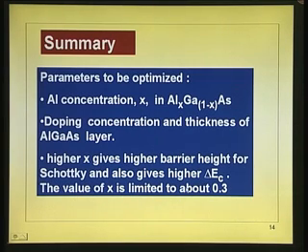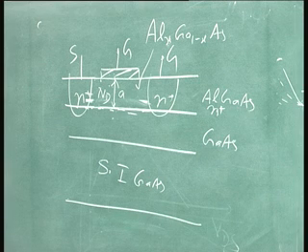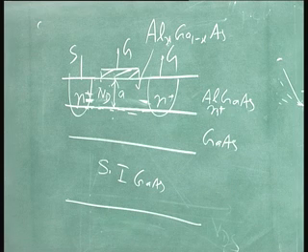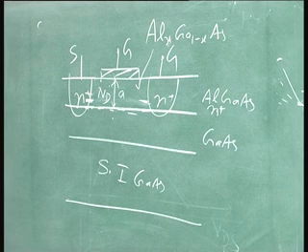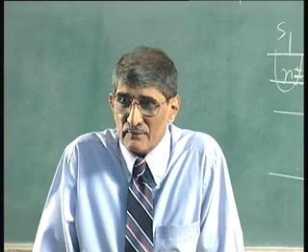Yeah, okay. Higher X you need because it gives you higher delta Ec and better carrier concentration, but you can't tolerate that because of the traps which are being introduced and the band gap. So, X is about 0.3. To maximize gm and ID, A must be as small as possible, accompanied by an increase in doping. The lower limit of A is set by the upper limit on ND. The moment you say 10 to the power 18 is the upper limit of ND, then the lower limit of A is set by that for a given threshold voltage.